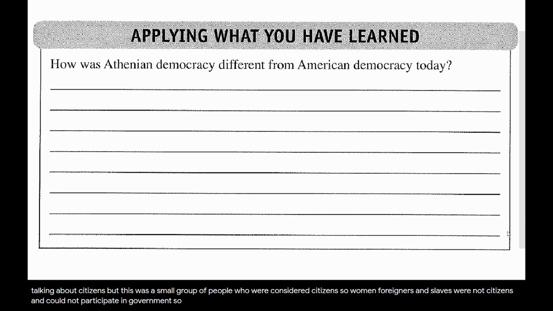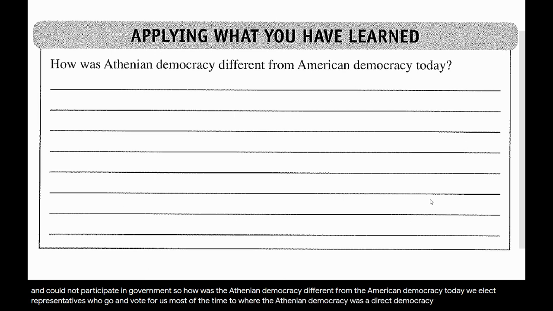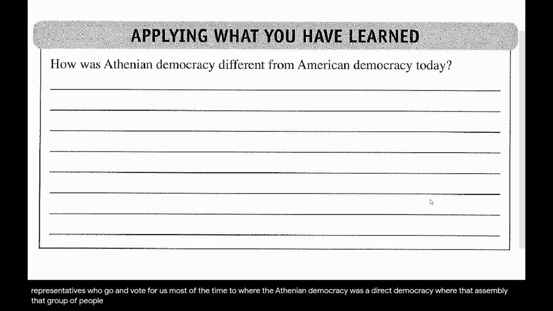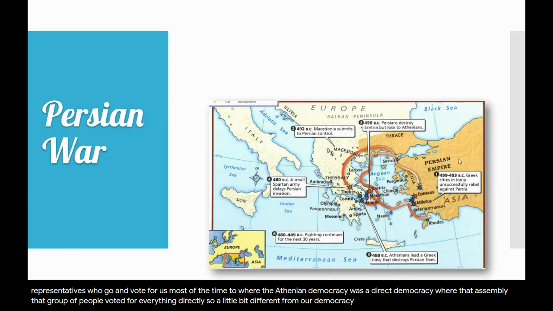So how was the Athenian democracy different from the American democracy today? We elect representatives who go and vote for us most of the time, whereas the Athenian democracy was a direct democracy where that assembly, that group of people, voted for everything directly. So a little bit different from our democracy.